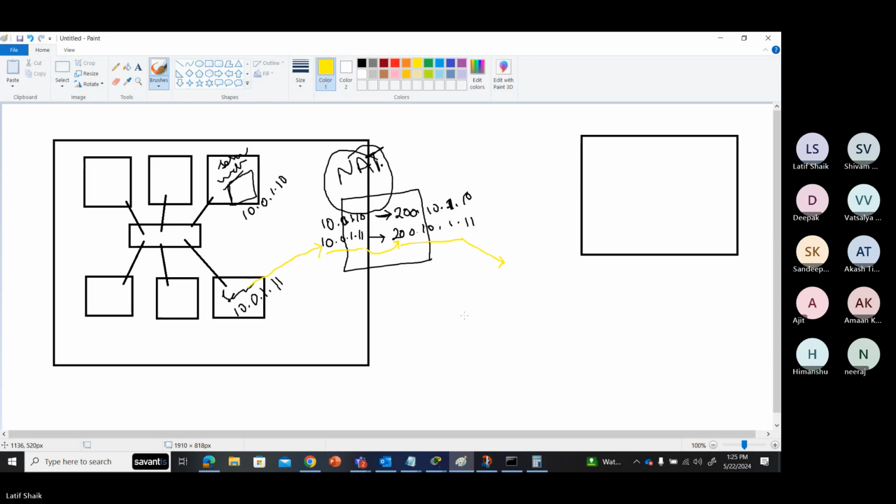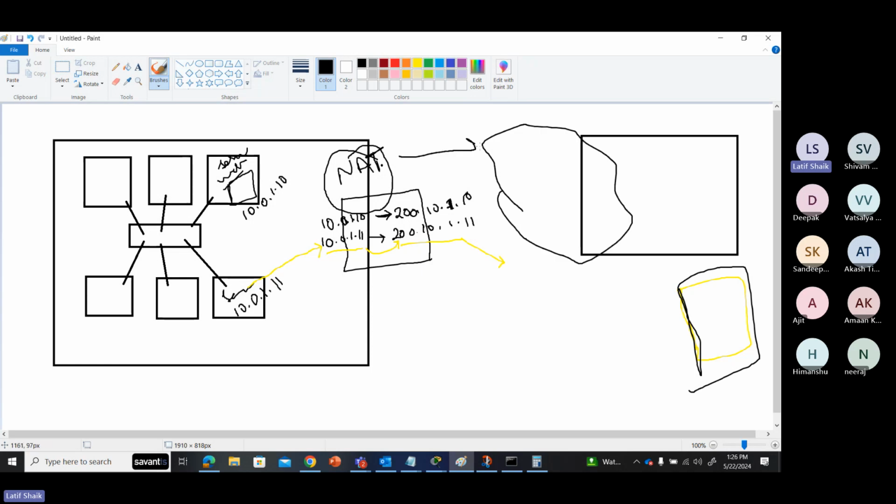Understand, guys? Another point is, what if someone wants to access my server? They are on the internet, and we are connected to the internet. From the internet, with which IP address are they going to send a request? 200.10.1.10. With this IP address only they are going to send a request.